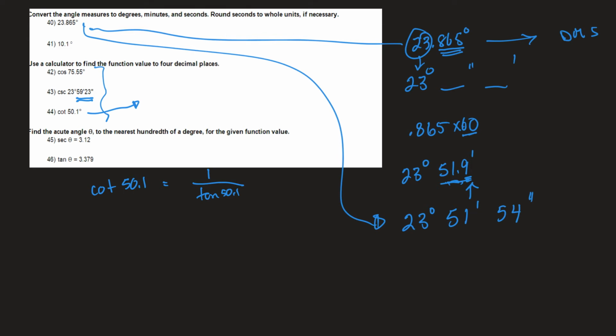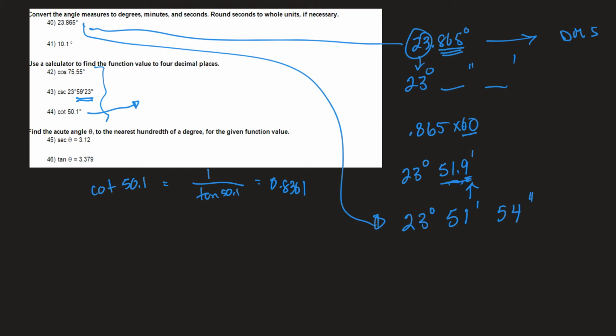Then I do that on my calculator. So 1 divided by tangent of 50.1 equals, and I'm getting 0.8361. They want 4 decimal places. Yeah, that's correct. Now let me just check.